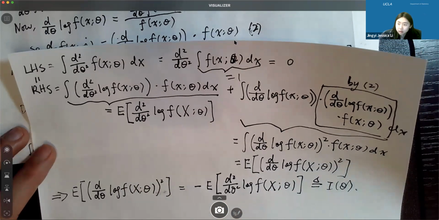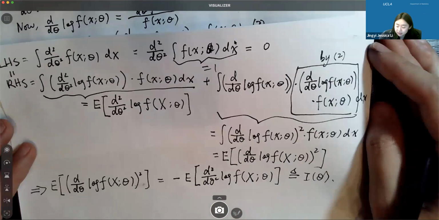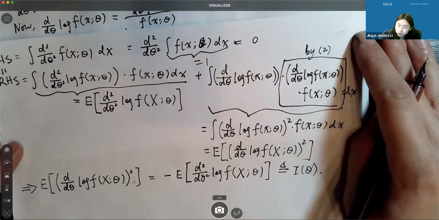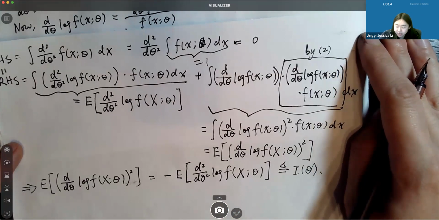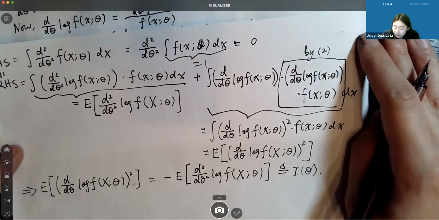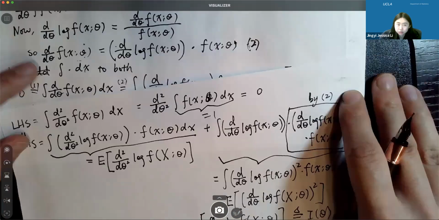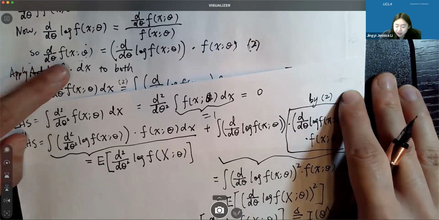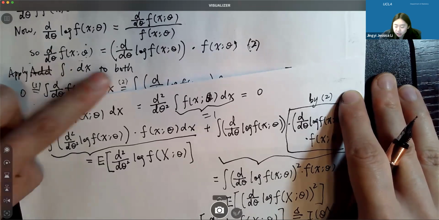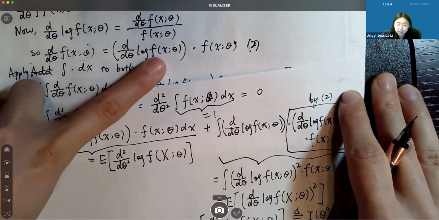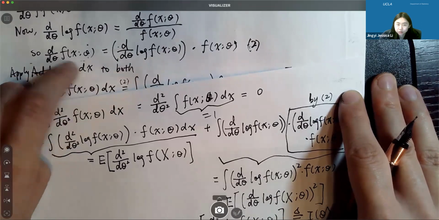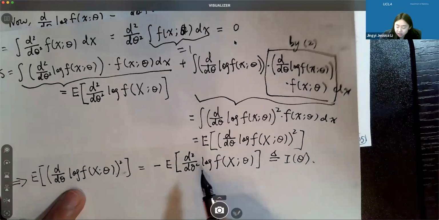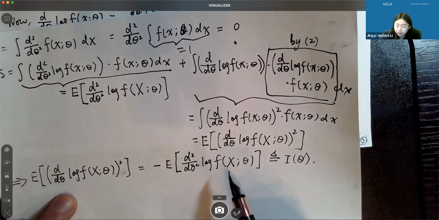So we proved it. The proof basically uses that smoothness condition to swap integration and differentiation against theta. The second equality is also crucial: we can relate the derivative of f against theta to the derivative of log f against theta. This is also a special thing we used. Together we get this equality. So these are the two ways to define Fisher information.